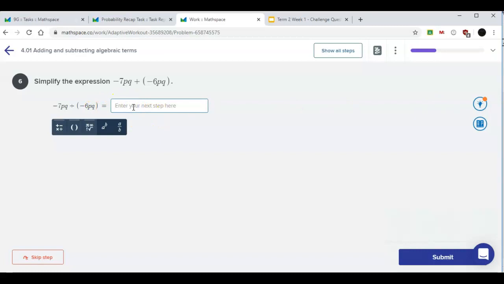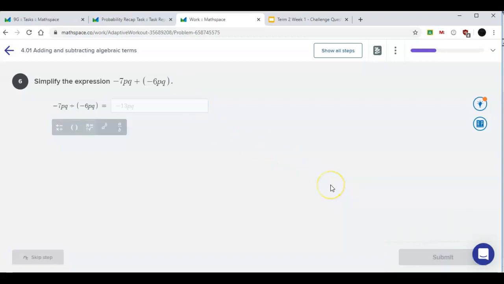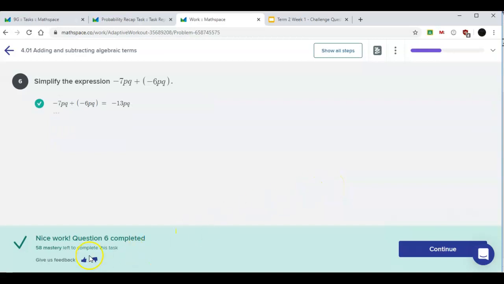So, if I'm answering this question here, minus 7pq plus minus 6pq, using the idea of the number line, I'm starting at minus 7 and I'm going down by 6. So I think I'm going to end up with minus 13. That's my coefficient, and my term is pq. I'm going to press enter to submit, and now it says I've completed question 6, and I've got 58 mastery points left to complete this task.